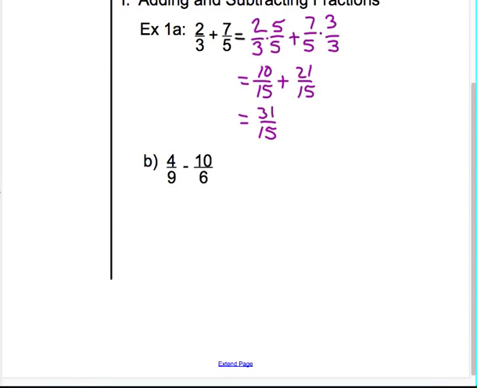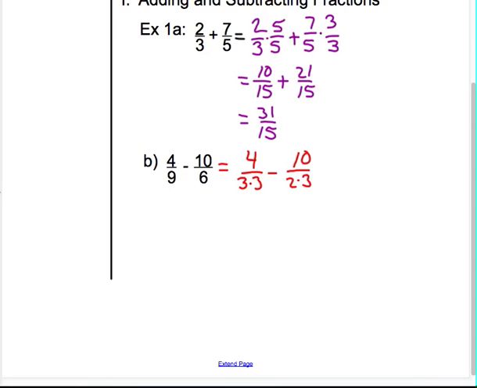So what I'm going to do is rewrite these so that I factor my denominators. So my first one, I've got 4 over 3 times 3. And my second one, I've got 10 over 2 times 3. So now they're written as prime factors. And then what I do is I multiply the other fraction by what's missing in the denominator.